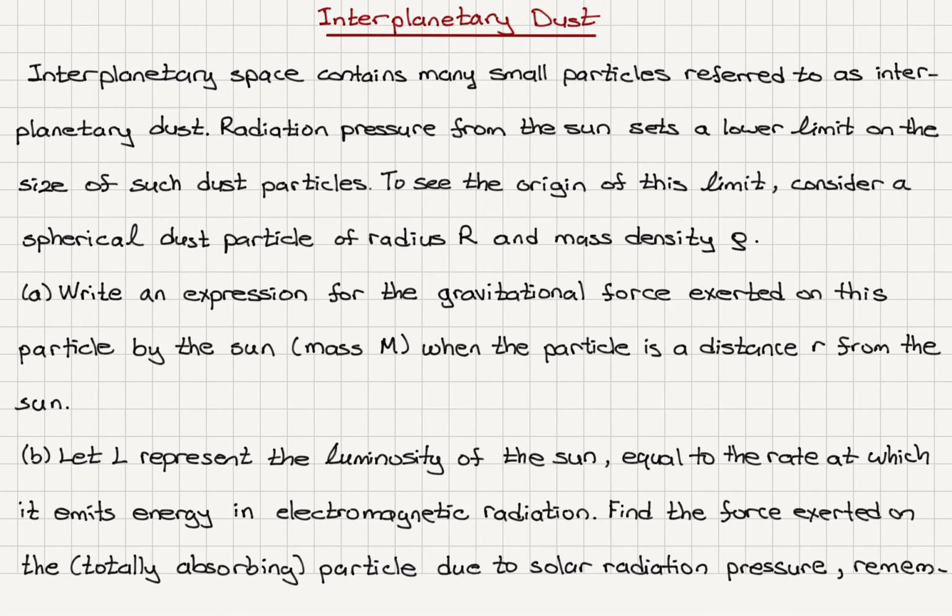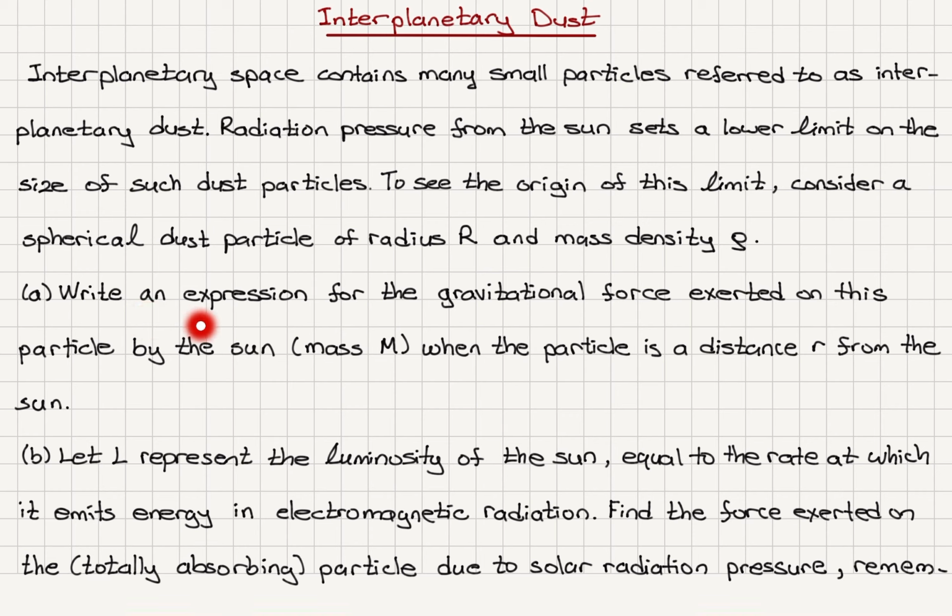Interplanetary dust. Interplanetary space contains many small particles referred to as interplanetary dust. Radiation pressure from the Sun sets a lower limit on the size of such dust particles. To see the origin of this limit, consider a spherical dust particle of radius R and mass density ρ.